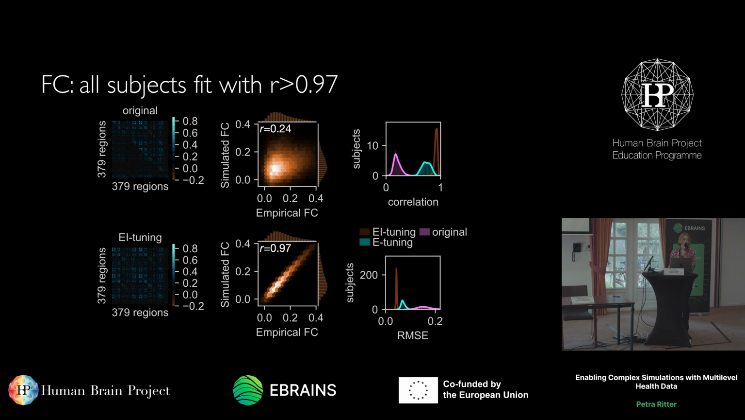And if you look at the statistics, if you take the traditional approach, this is very typical. You get these degrees of correlation between simulated and empirical functional connectivity. If you do the EI tuning with the long-range inhibition added to your model, you get a very high correspondence between the simulated and the empirical functional connectivity. So we can faithfully reproduce the functional connectivity of an individual subject.